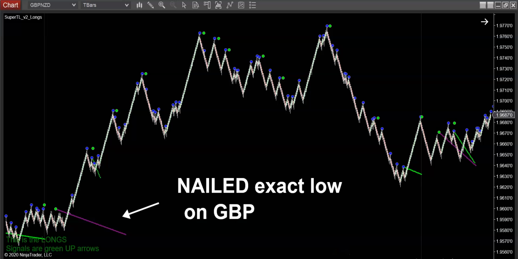All right, for all my Forex traders out there, I'm going to show you in this video how we nailed the exact low on the GBP. And I'm going to specifically show you how, if all you did was pay attention to these purple splashes and these green splashes, I'm going to show you how to catch exact lows and exact highs in any Forex market. Let's do it.